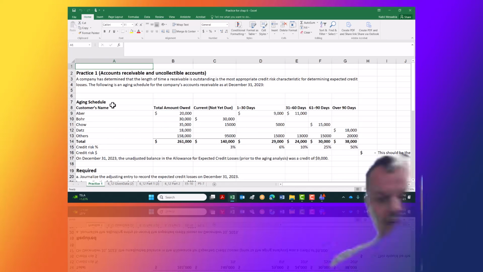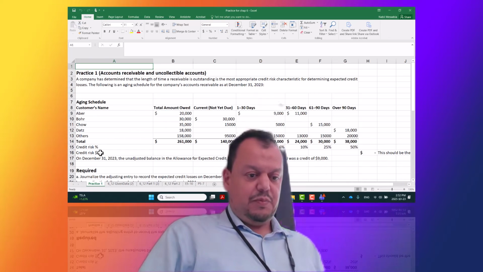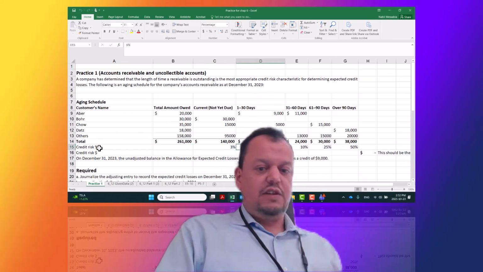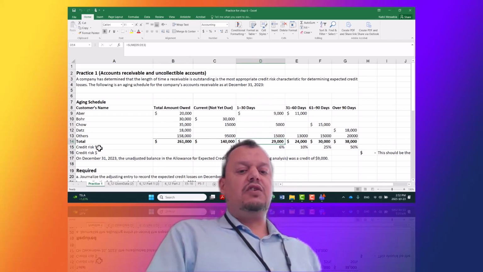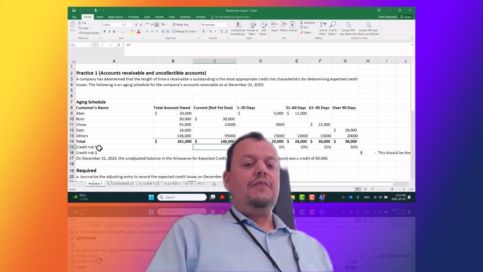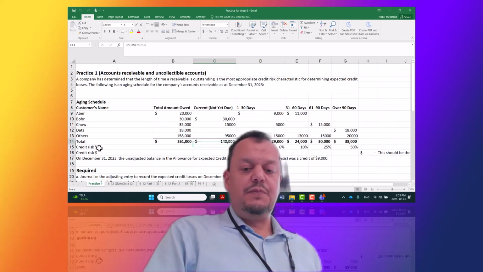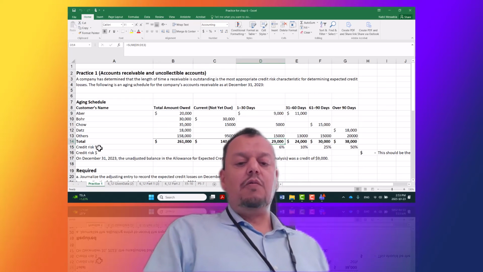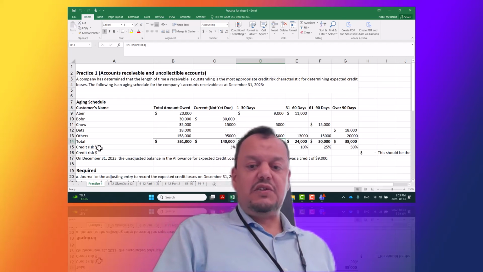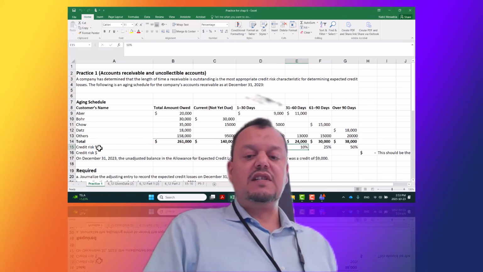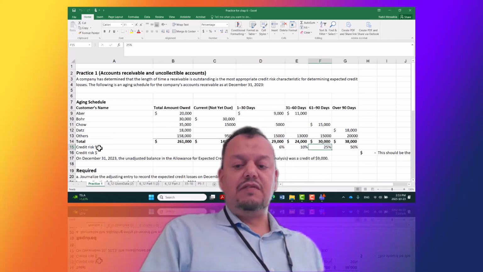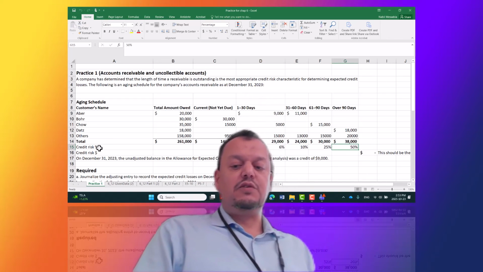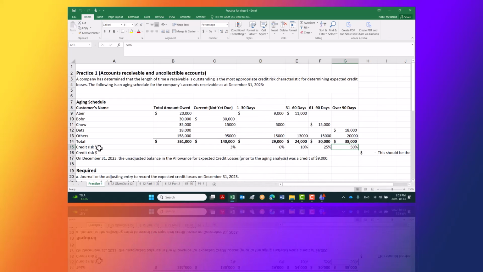Then they give us the percentage for every category. So receivable that are not yet due have a 3% risk of non-collectability. Receivable that are due 1 to 30 days, 6% risk. 31 to 60 days, 10%. 61 to 90, 25%. Over 90, 50% risk. There is a 50% risk that we will never collect this amount, because it is overdue, 90 days overdue.